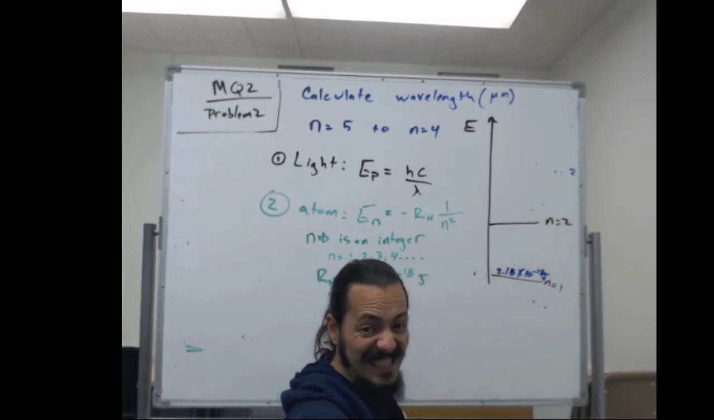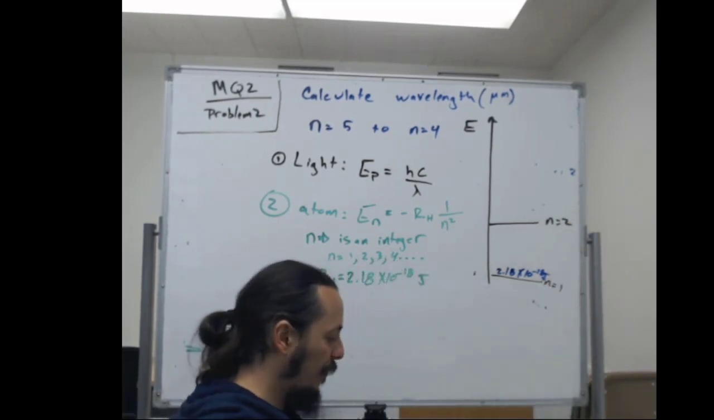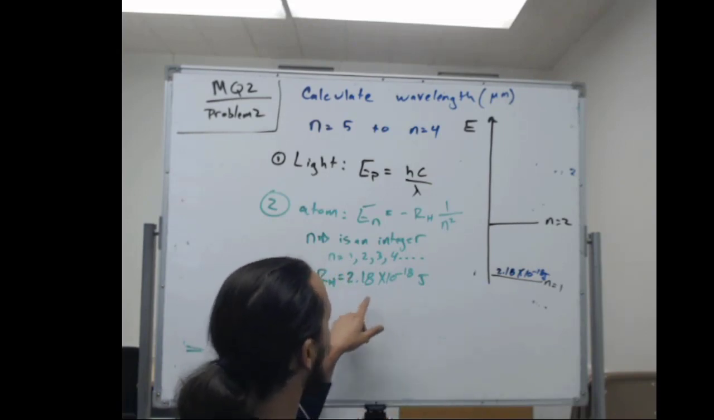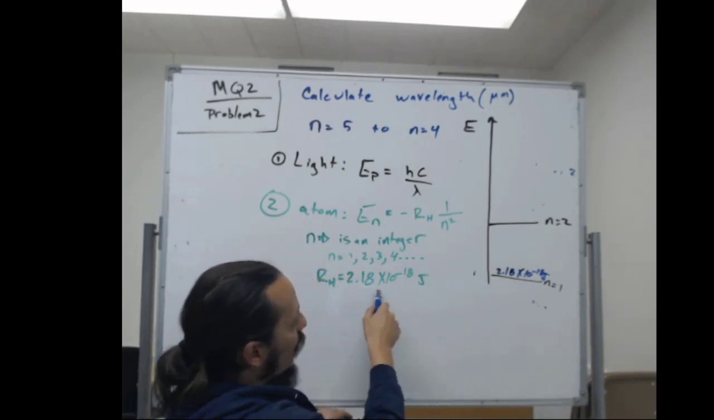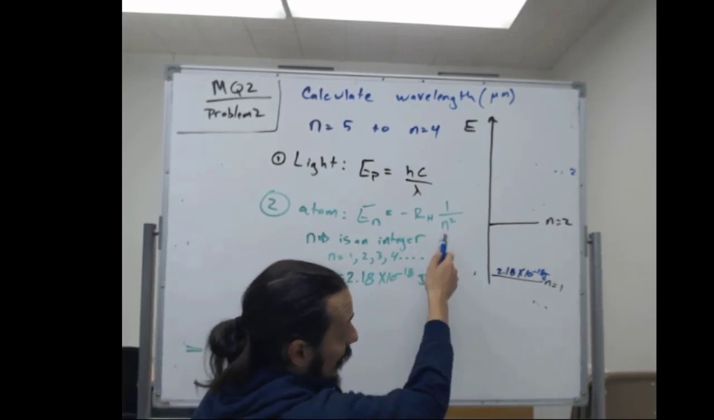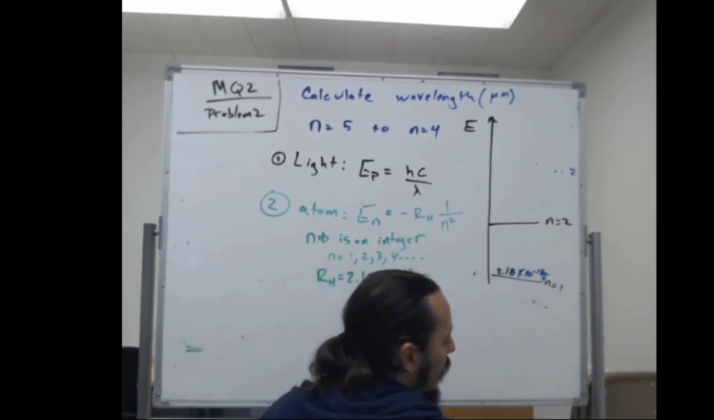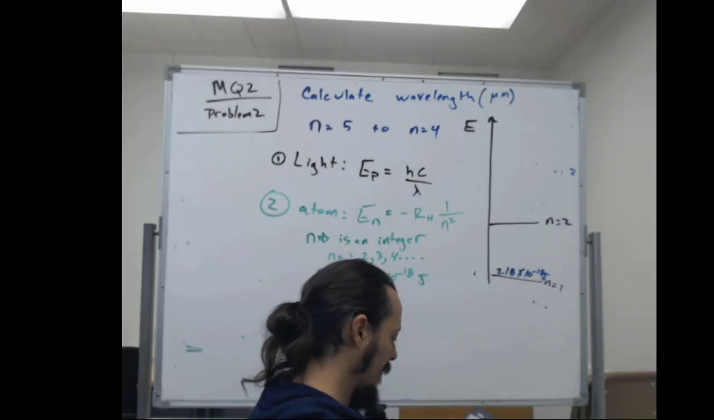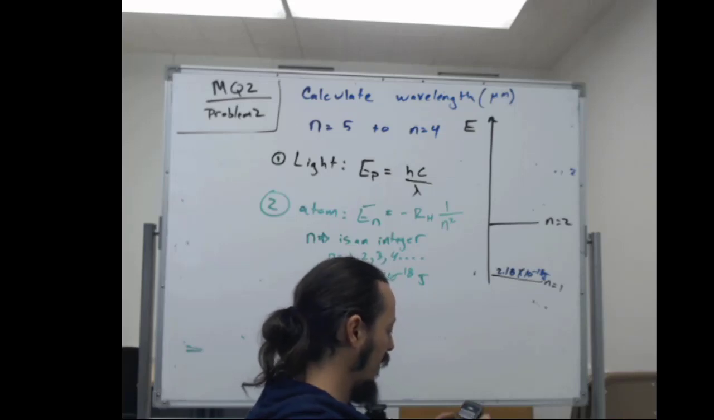Our next stable wave function, or wave pattern, is going to be stable. In that case, it's going to be 2.18 times 10 to the minus 18 divided by 2 squared, right? 1 squared was 1, that's why we got the same number. So I'm going to plug that into my calculator: 2.18 times 10 to the minus 18 divided by 4.